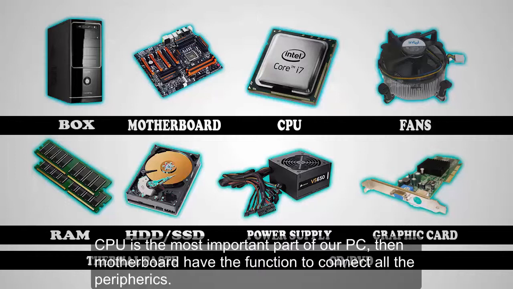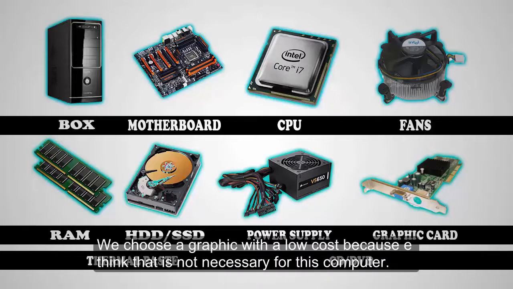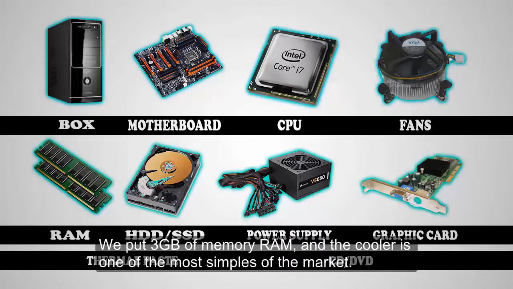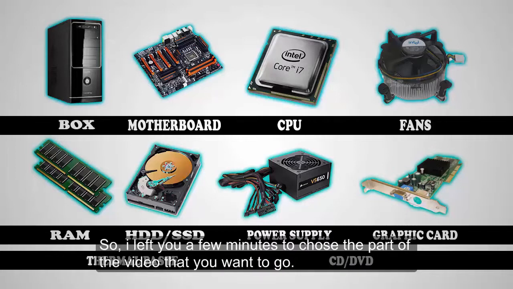The CPU is the most important part of our PC. Then the motherboard has the function to connect all the peripherals. We chose a graphics card with a low price because we think it is not necessary for this computer to spend more money. We put 3 GB of RAM. The cooler is one of the simplest on the market. So I'll leave you a few minutes to choose the part of the video you want to go to.